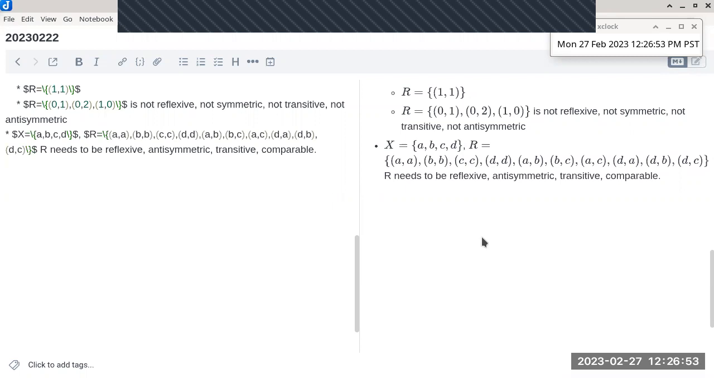If I were to ask you to sort, and we look at R as less than or equal to, which means A is less than or equal to B, A is less than or equal to C, D is less than or equal to B, and so on. If I ask you what is the smallest, the least element in this case, which one would that be? Can it be found?